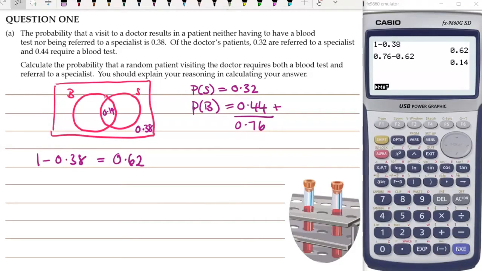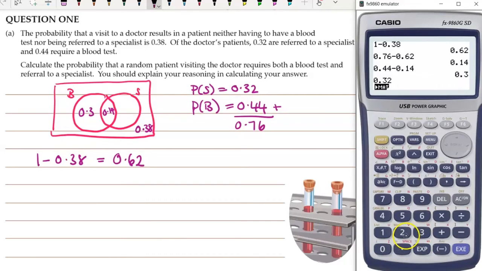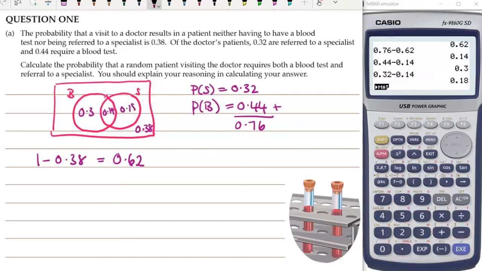Now let's work out the other pieces. So B adds up to 0.44, so 0.44 minus 0.14 would give me 0.3, just here where they need a blood test but not referral to the specialist. And the ones that only need a referral to the specialist without the blood test, we'll do a similar thing here. So take off the 0.14 and that's 0.18. So now those three inside of the circles will add to 0.62, and we got the 0.38 on the outside, making 1 altogether.